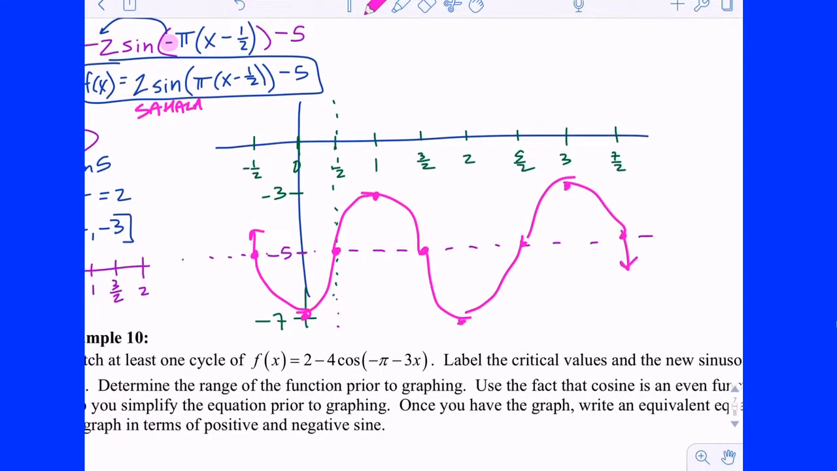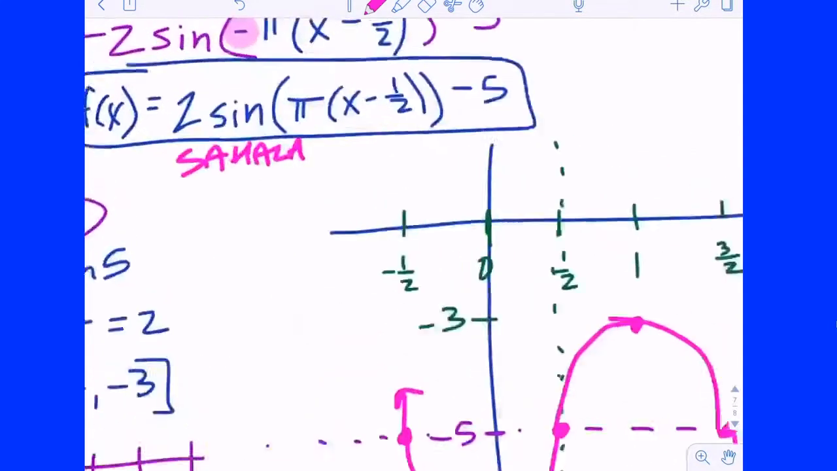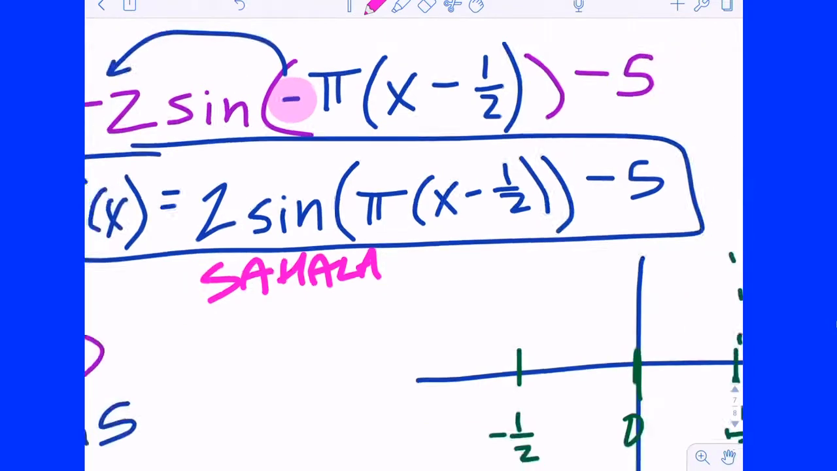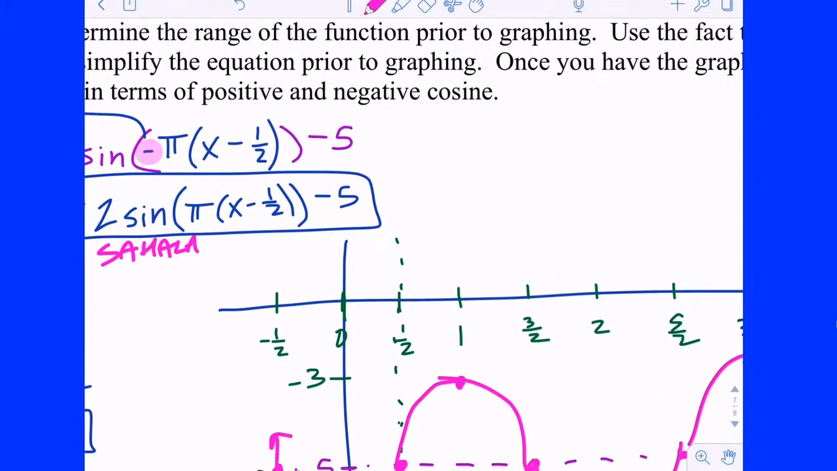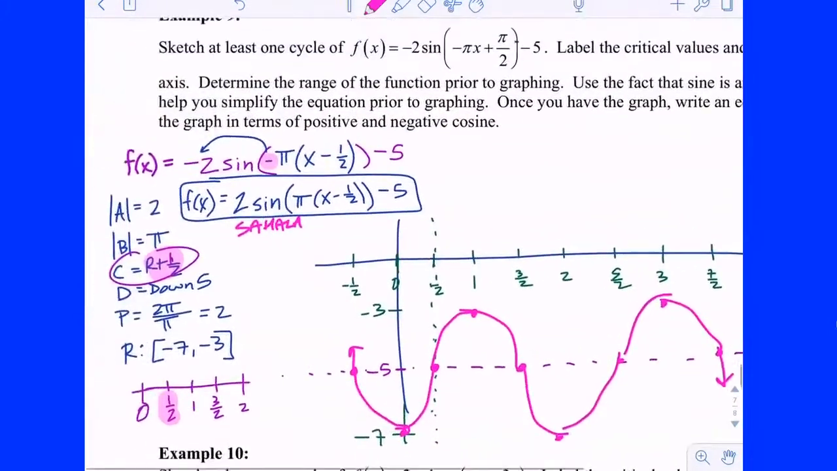Your x-axis is labeled. Every critical value is marked and shown. Your high and low and sinusoidal axis are labeled. Perfect. Okay, so now it's time to write the equations of the other functions. We technically started with a positive sine. So let's go ahead and write equations for the other 3.